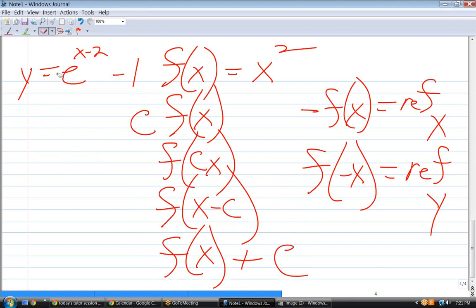And the e to the x is a better function than y equals x squared to demonstrate that, because each of these 6 things looks different on e to the x. Whereas if I was using y equals x squared to demonstrate this, these 2 things look the same. The reflection over the y-axis looks exactly the same as f of x. There's no difference if you're talking about the parabola y equals x squared. But if you're talking about the e to the x function, this looks different than f of x. Right. All right.